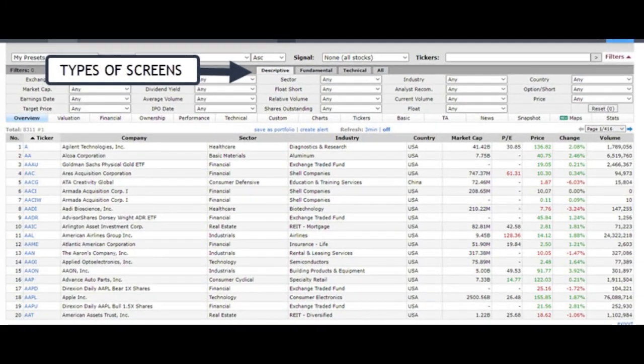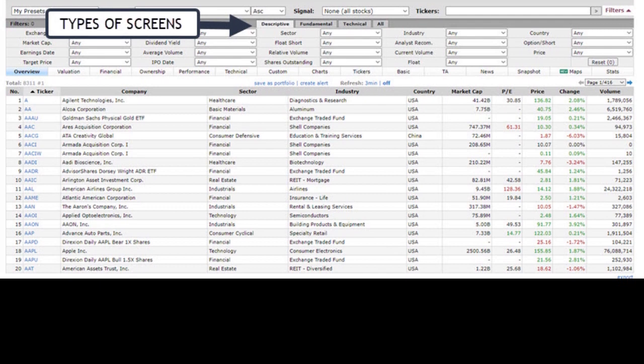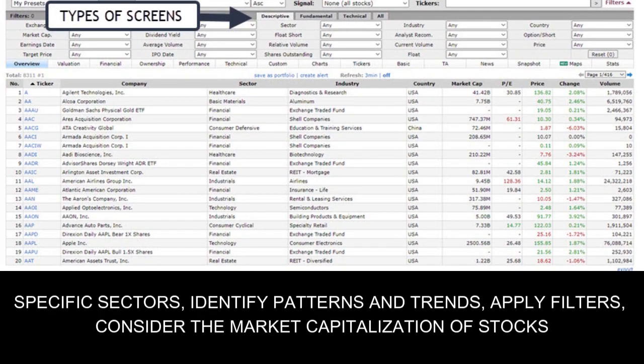Now, stock screeners, these are a great way to filter stocks based on whatever criteria that you have, and actually save yourself from the overwhelming number of options out there to trade. We're talking thousands of stocks out there. So you want to customize your screeners and focus on specific sectors, identify some patterns and trends with indicators. You can apply filters for swing trading and even consider the market cap of stocks.